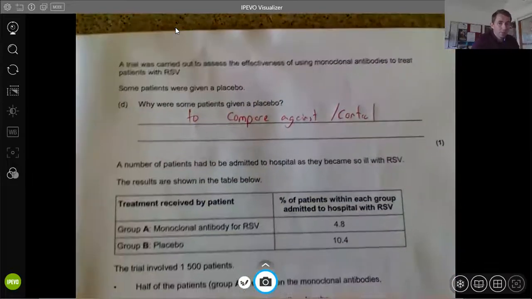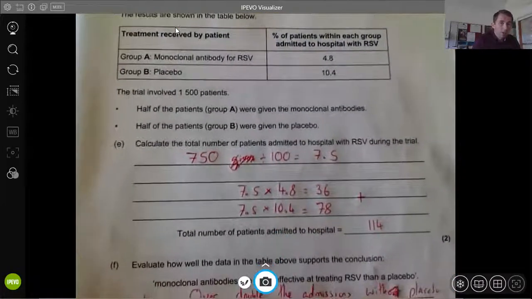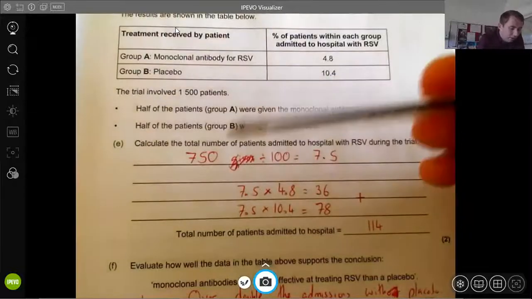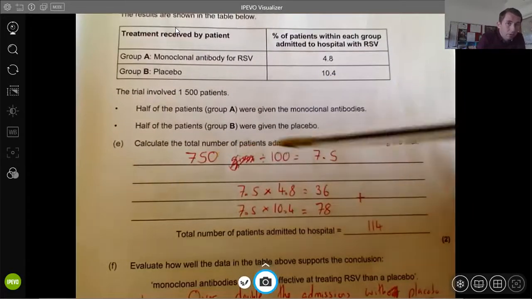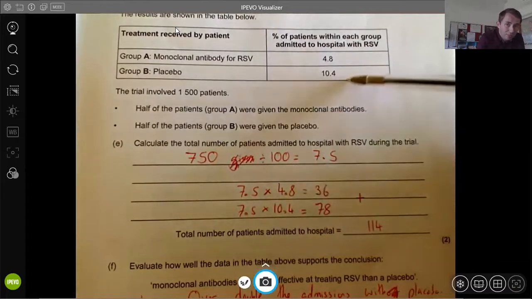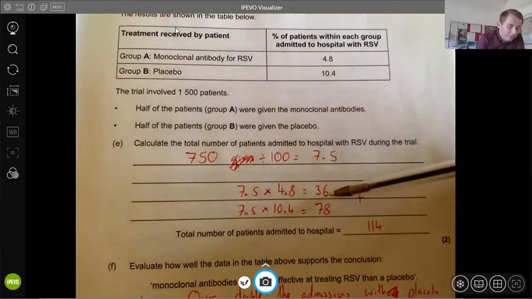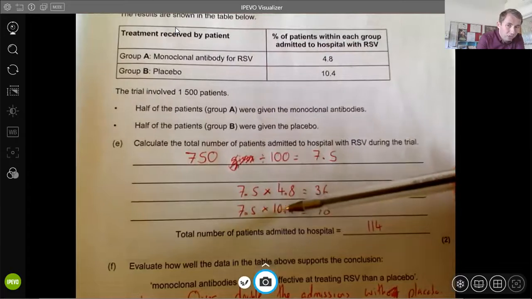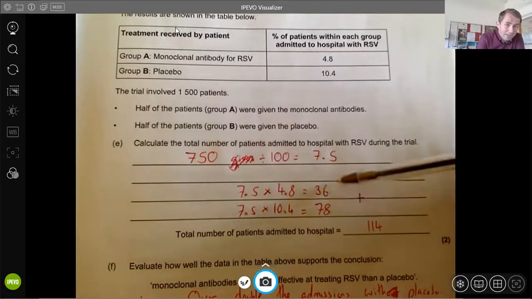The next question, what I've done is I've seen that it's 750 people per group. So I divided it by 100 to get what is 1 person, 7.5. I've then done 7.5 times 4.8, which gives me 36, and then 7.5 times 10.4, which is 78. Add them together, so the total number of patients is 114.